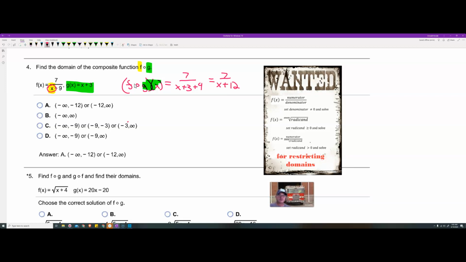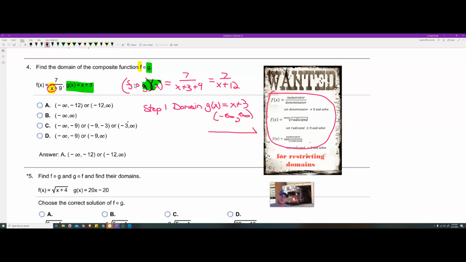Now you follow your steps. Step 1. What is the domain of the inner function? Our inner function in this case is x plus 3. That doesn't have any restrictions because none of these things are at play. So this is just from negative infinity to infinity. So you can put anything in that function and it's going to be safe.